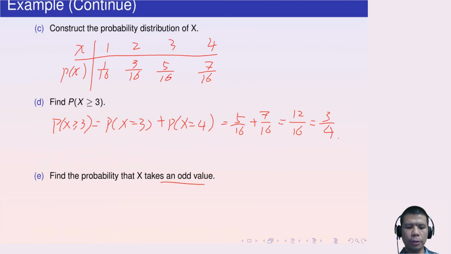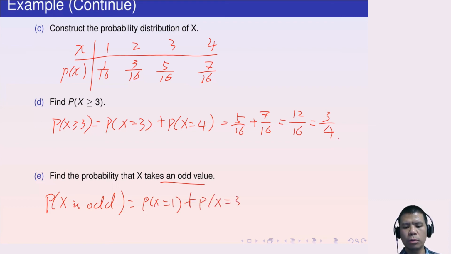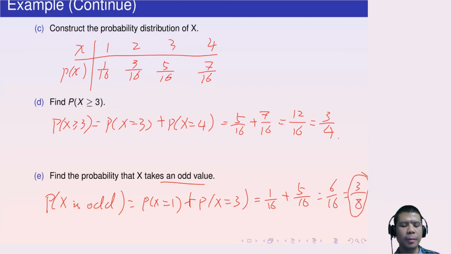Now, X takes odd numbers. So the probability that X is odd is the probability for X equals 1 or the probability for X equals 3. So 1 over 16 plus 5 over 16 is 6 over 16, which is 3 over 8.